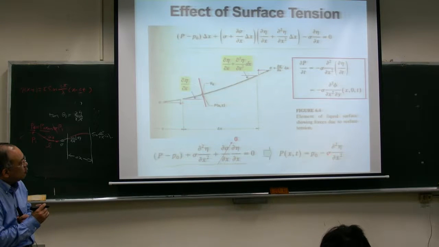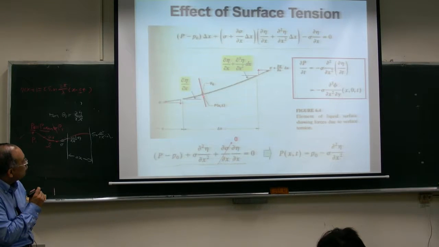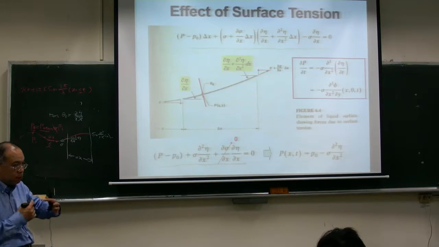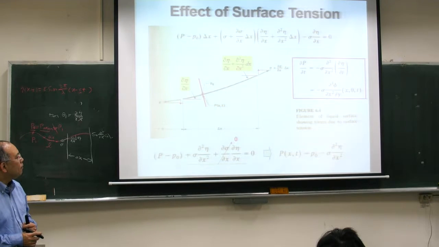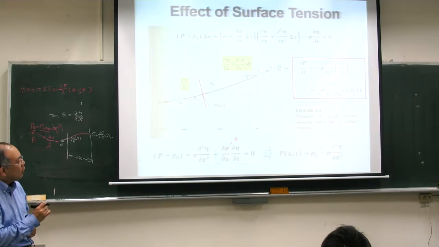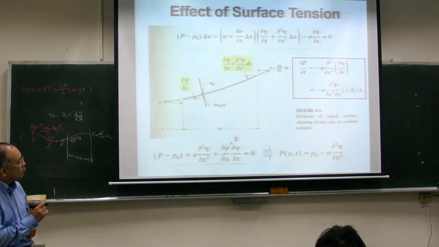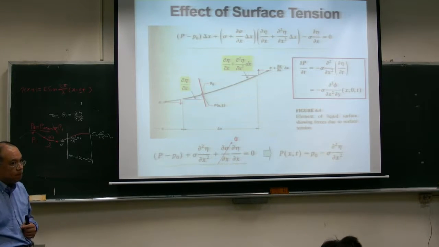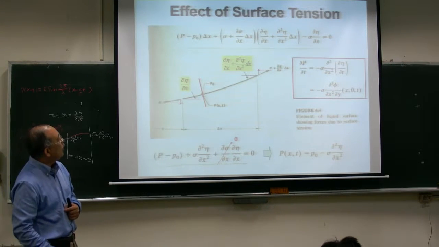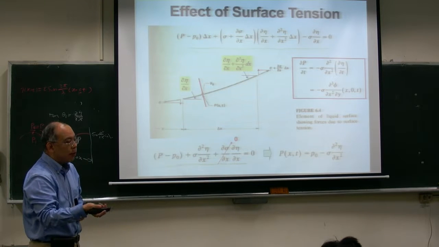Okay, and this surface tension term, sigma times the second partial of a-dot with respect to x, gives you the difference between the pressure on the liquid side and the pressure on the air side, because surface tension can sustain some kind of pressure difference. So this is the boundary condition. Instead of assuming P equals P sub 0, when you consider surface tension, we have to assume this.